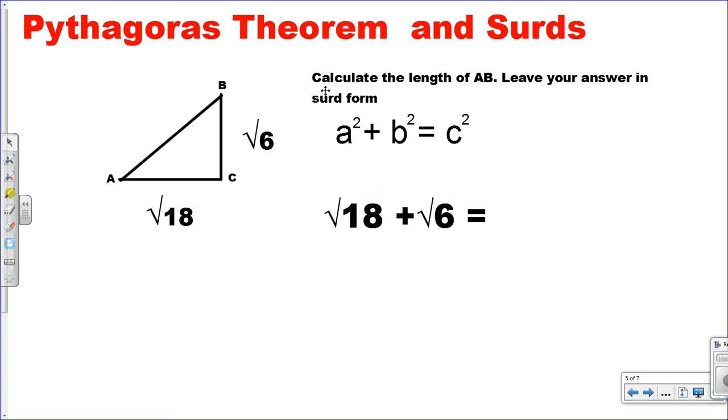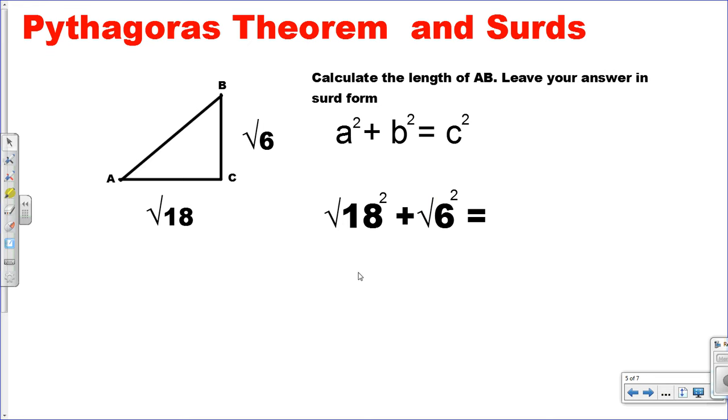So let's have a quick look at the question. Always read the question. Calculate the length of AB. Leave your answer in surd form. So here we've got 18 plus 6. We have to remember that these are squared. Now the funny thing about squaring a square root is that all you need to do is take away the square root sign.